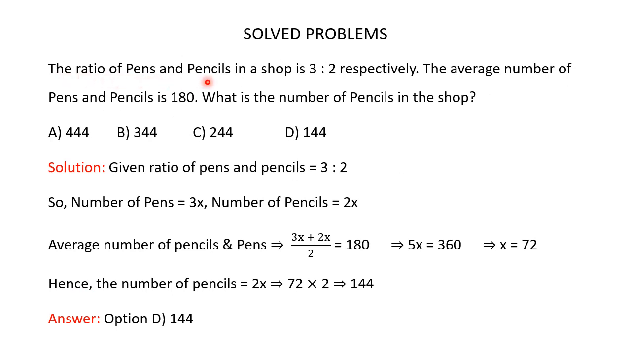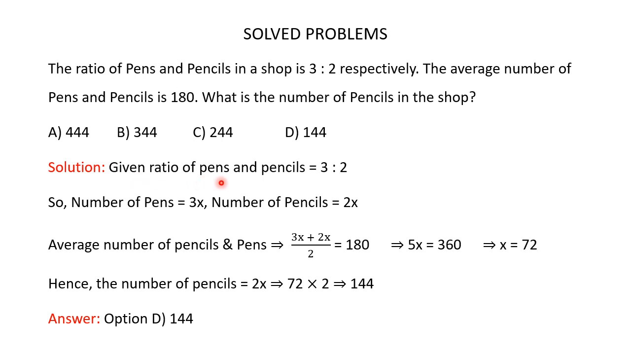The ratio of pens and pencils in a shop is 3 is to 2 respectively. The average number of pens and pencils is 180. What is the number of pencils in the shop? Here you are given 4 options and you have to find out which of these options is the correct one.